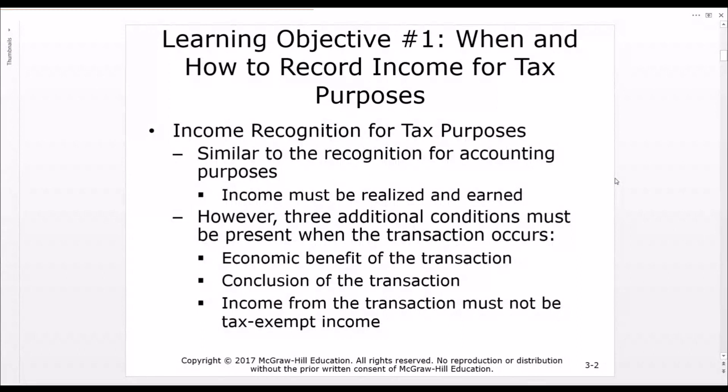As indicated here, income recognition for tax purposes, right? So it's talking about the similar to the recognition for accounting purposes, okay? So when we think about just taxes in general through the calendar year, right? So what does the calendar year mean? What dates is that? January 1st to December 31st? Yes, January 1st to December 31st.